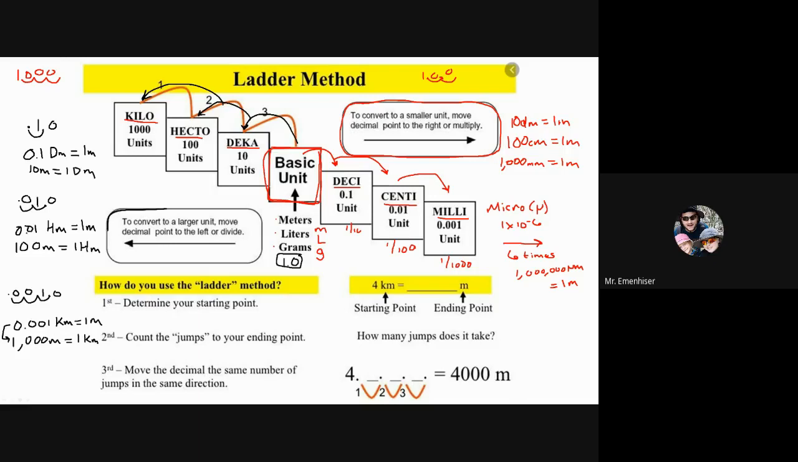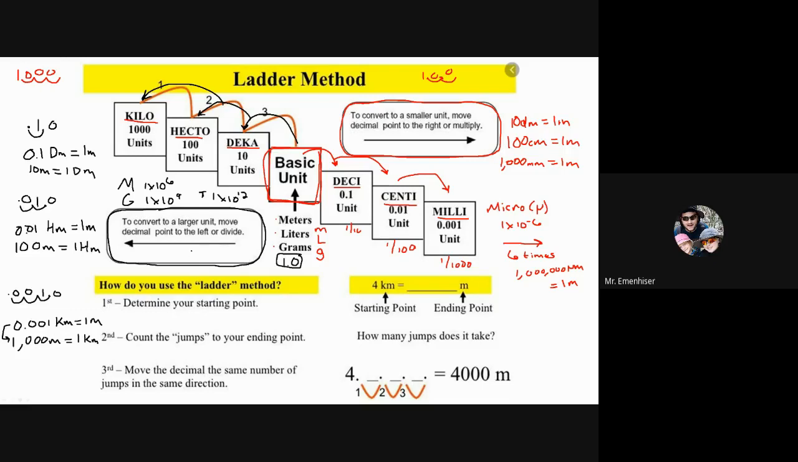To convert to a larger unit, I'm going to move my decimal point to the left or divide. Now this continues. There's mega, which is capital M. This is 1 times 10 to the 6th. There's giga, 1 times 10 to the 9th. And you guys have heard this, right? Kilobyte, megabyte, gigabyte, that's this many bytes. So a megabyte is 1,000,000 bytes. A gigabyte is 1,000,000,000 bytes. A terabyte, capital T, and that's 1 times 10 to the 12th bytes.